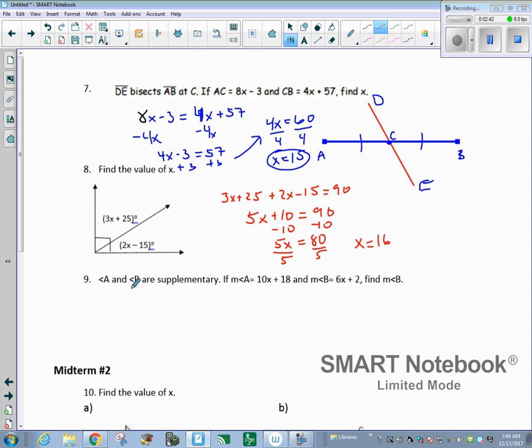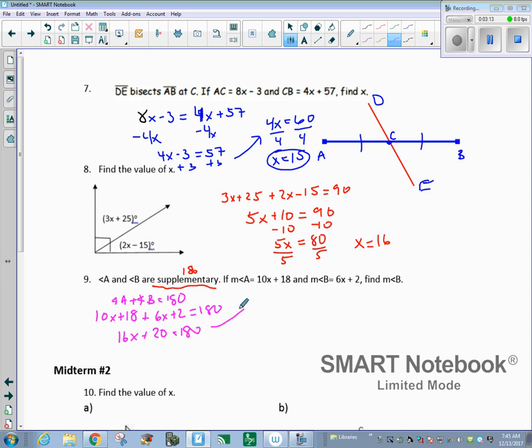All right, and then another definition here, A and B are supplementary. So supplementary means, if you remember from the beginning, 180. So if we're going to solve this one, we're going to add these two angles together. Angle A plus angle B will equal 180. So substituting in, I've got 10x plus 18 plus 6x plus 2 equals 180. And then I'm going to combine my like terms, 16x plus 20 equals 180.